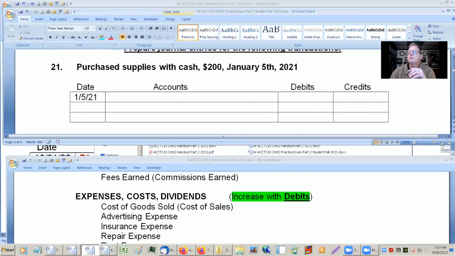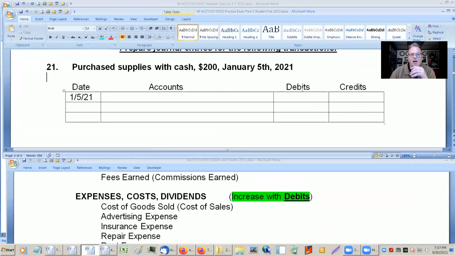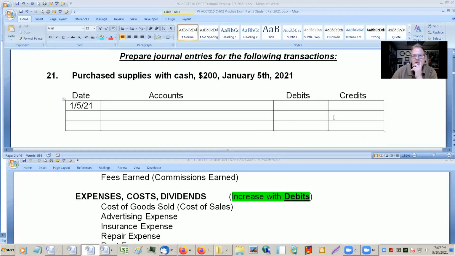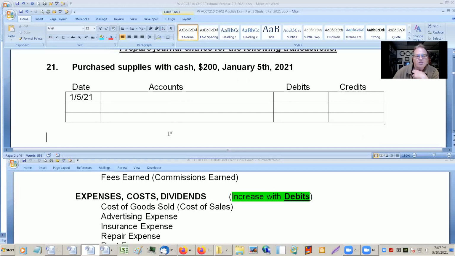Now you'll notice I left out all that junk in the middle, all that other supplies stuff and cash. So what we're going to do is go through these and put them right into the journal entry. So let's put the accounts in.